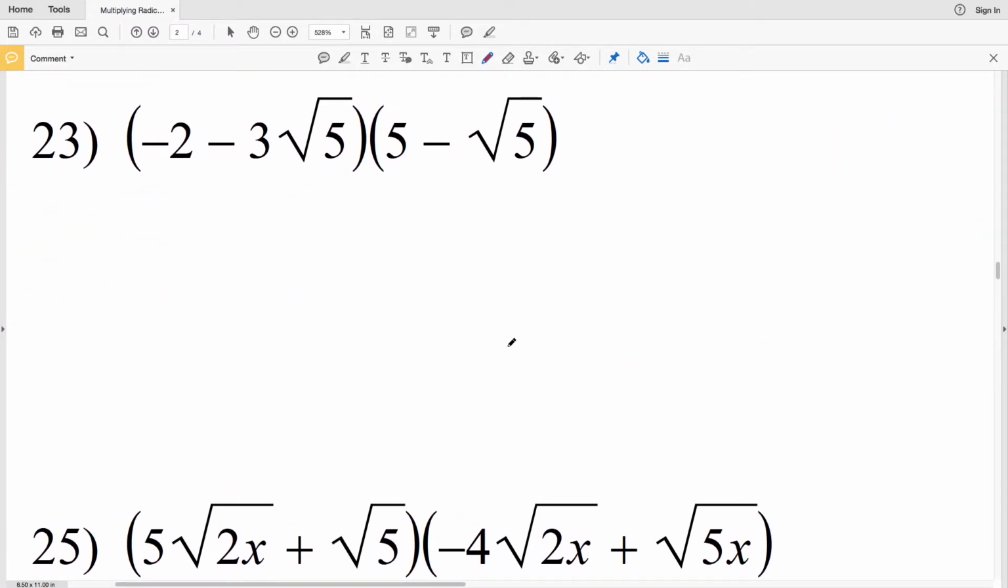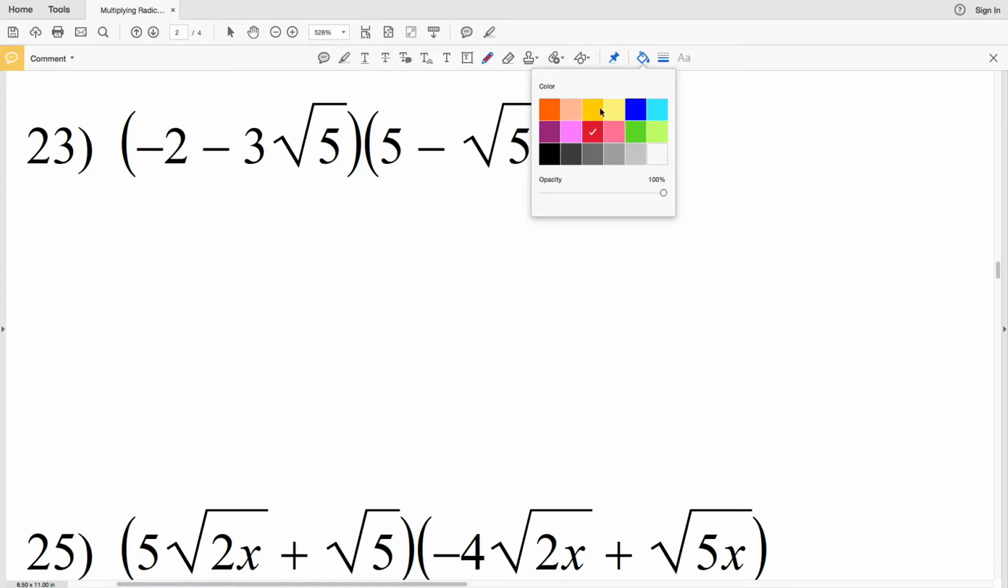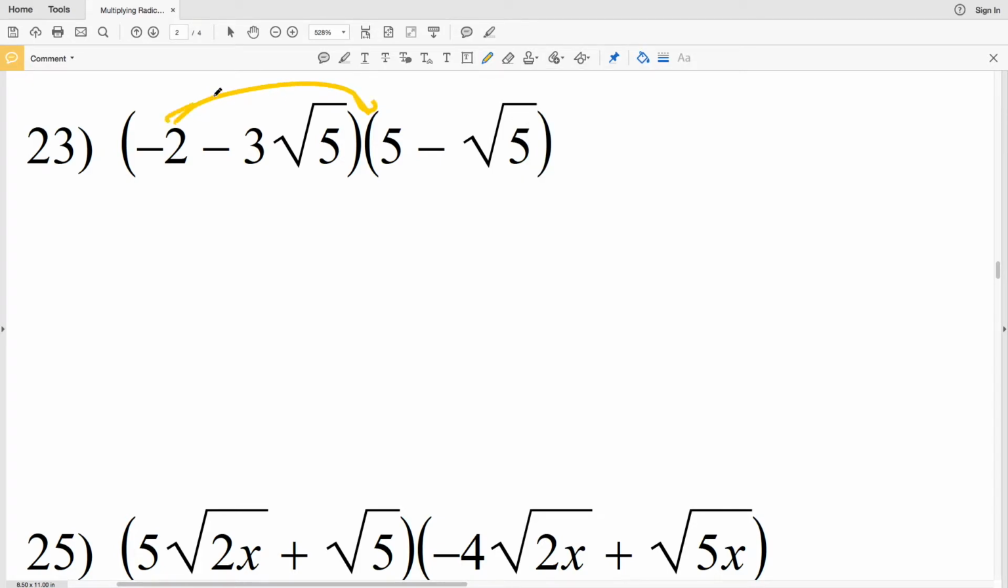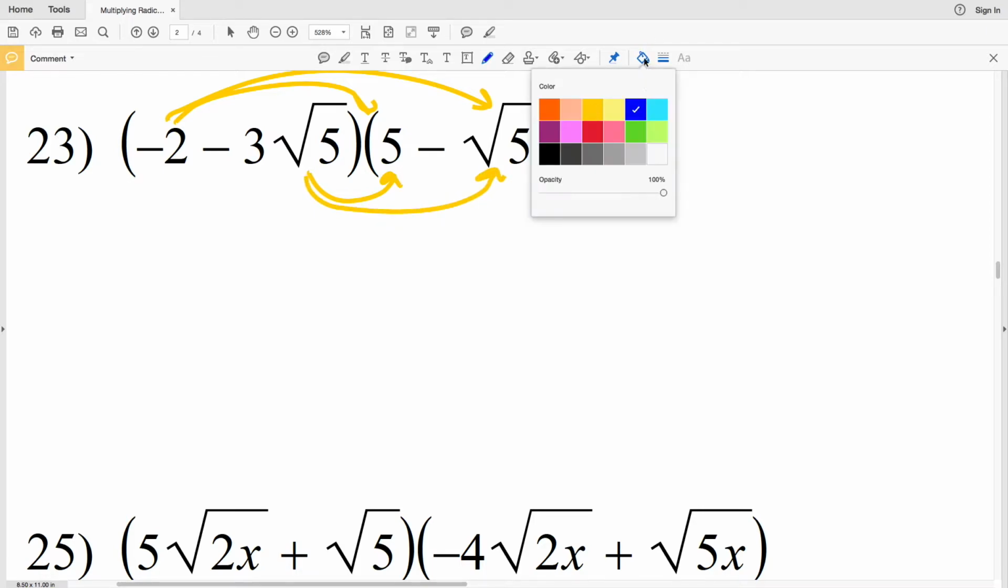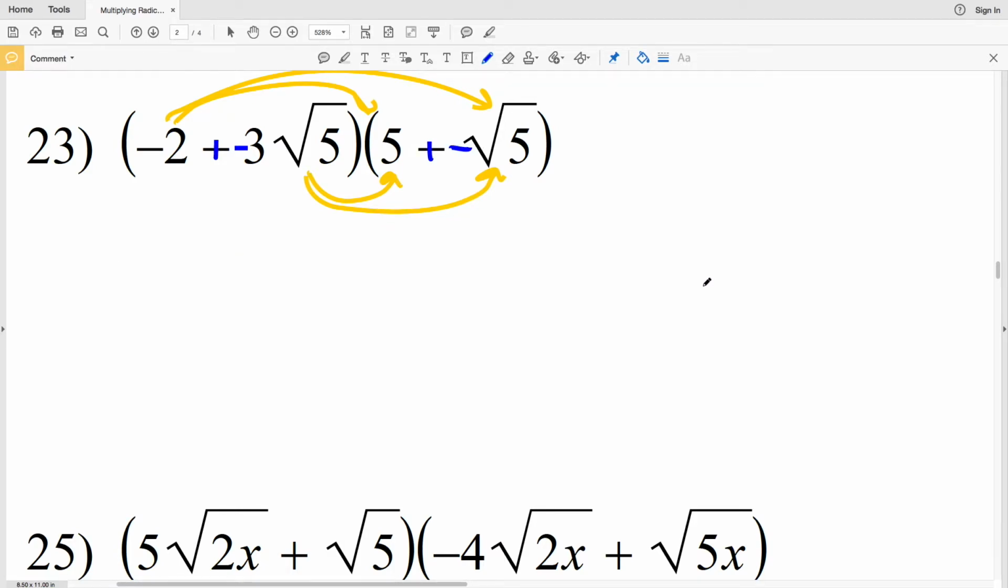Continuing on to number 23, again, I'm going to be FOILing: first, outside, inside, last. And just to make it easier on myself, I'm going to change this to adding negatives so that all my terms are added together, and then I'll decide when I need to subtract if I'm adding that negative. However, feel free to leave it. Just remember your signs, whether you're adding or subtracting.